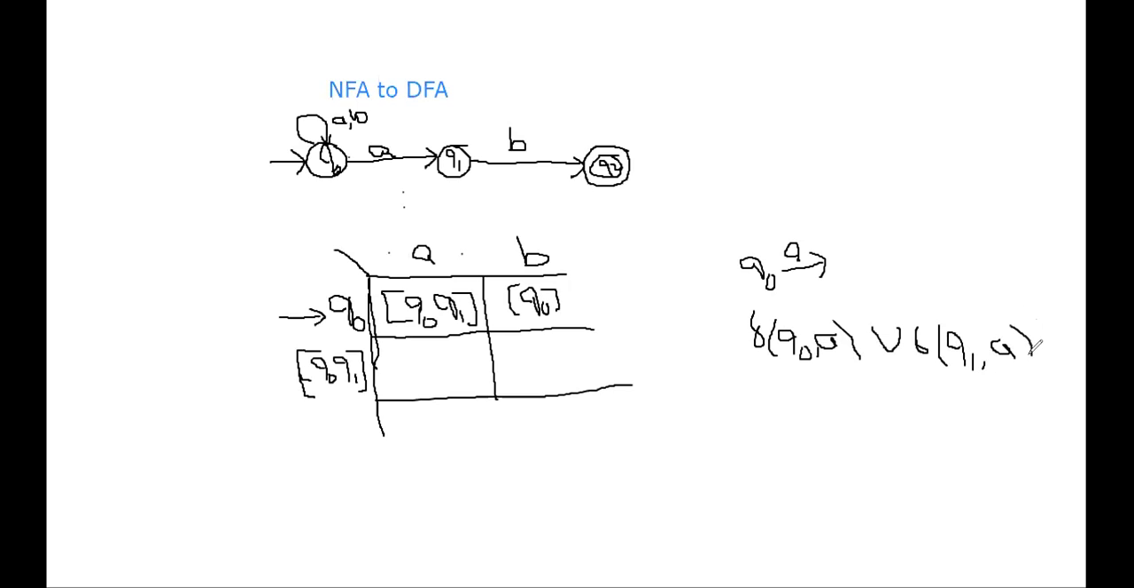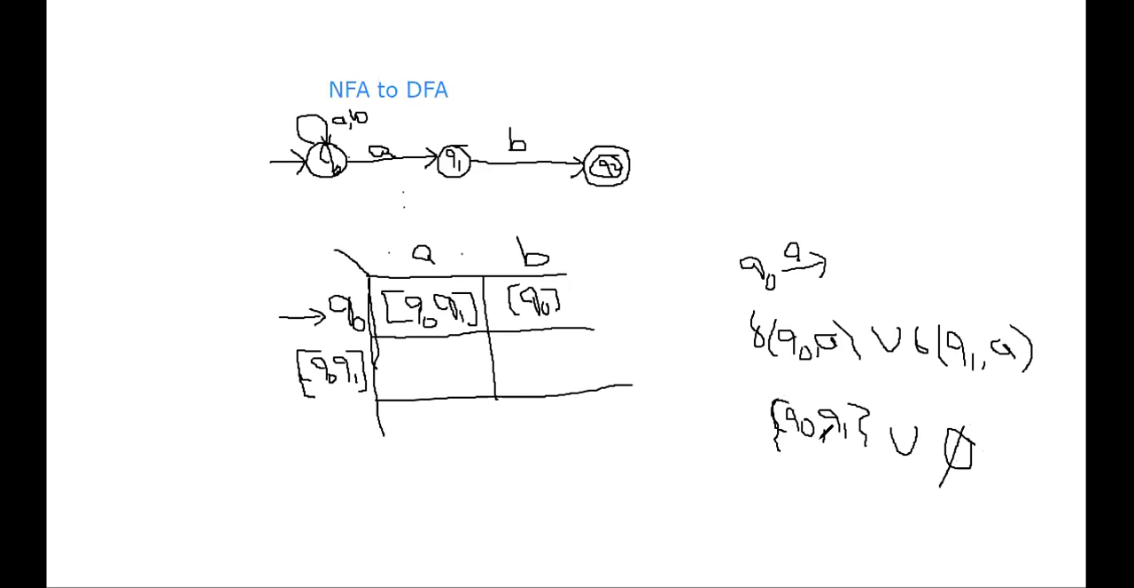So what is delta of Q0 on A? Again the same, {Q0, Q1}. Delta of Q0 on A is {Q0, Q1}. We take it in set format. After combining, whatever result we get is treated as a single state. What is Q1 on A? Q1 on A is no state, so take phi. Q1 on A is phi.